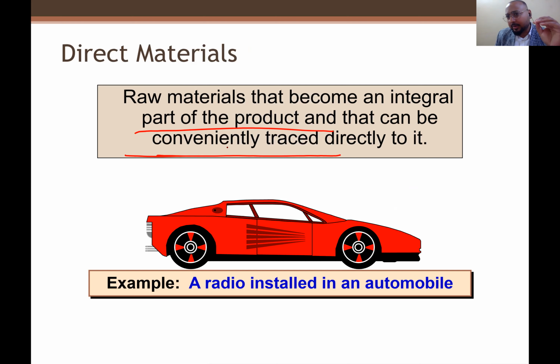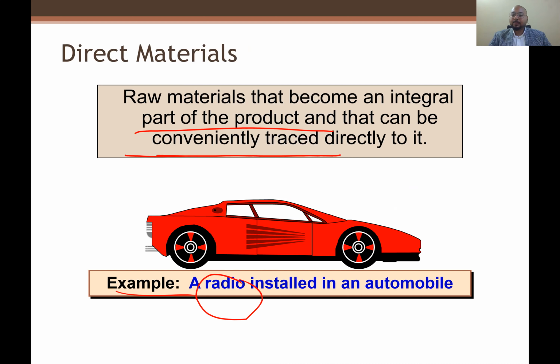So direct material cost is that cost which consists of all the material which are an integral part of the product, and you can easily trace that cost. A bookish definition is raw material that becomes an integral part of the product and that can be conveniently traced directly to it. The example is a radio installed in an automobile. You can easily calculate its cost, right? You are installing Sony company's radio in the car, and you know the per unit radio cost of the Sony company.